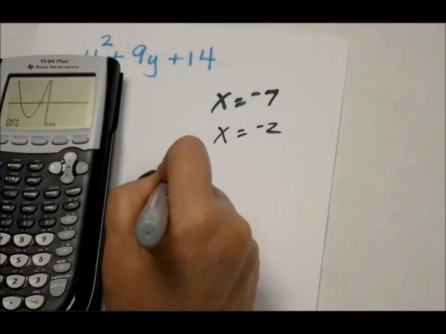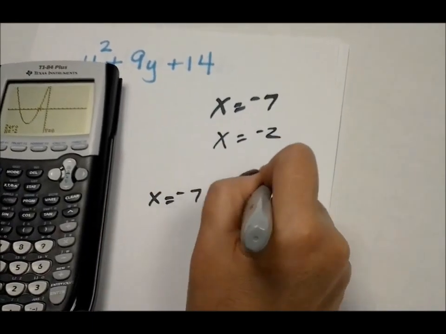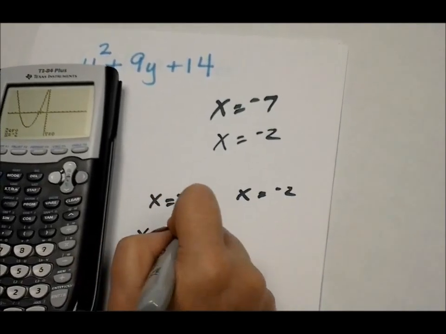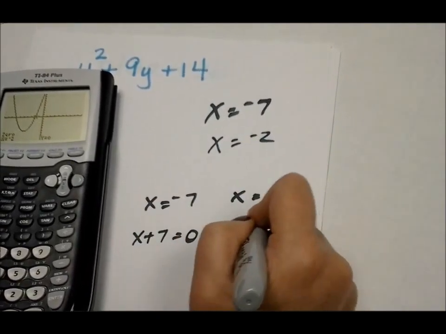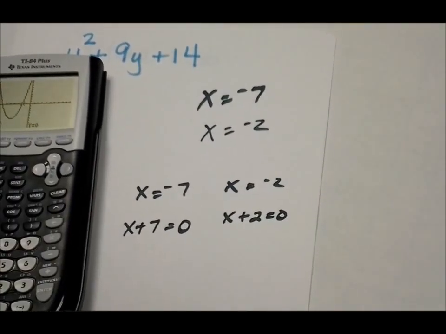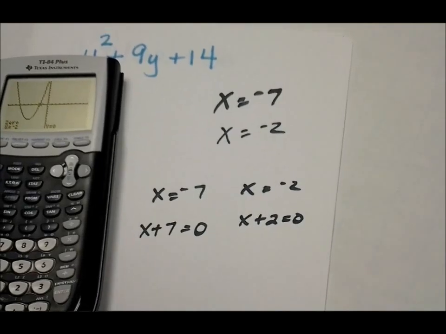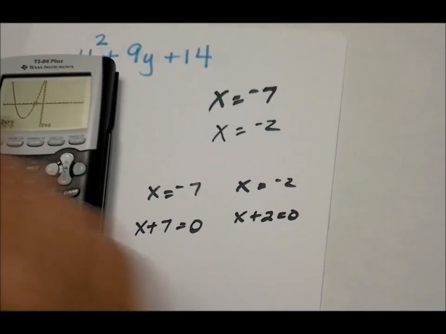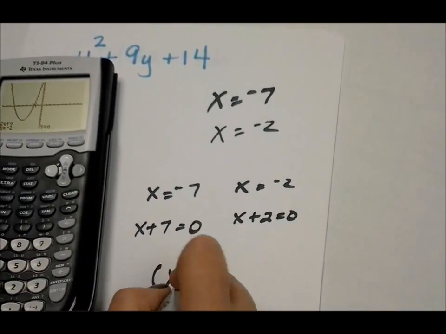So I'm now going to solve these equations. So I have x equals -7, x equals -2. I'm going to add 7 to both sides. So I get x plus 7 equals 0. And over here, x plus 2 equals 0. Now looking at my graph, both of these are negative roots because they are on the left side of 0.